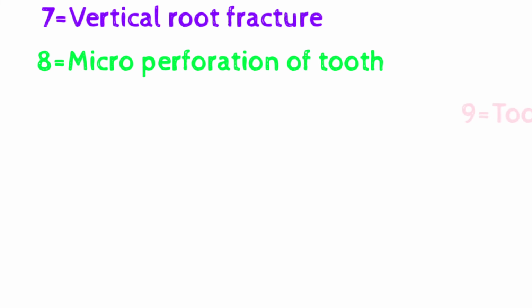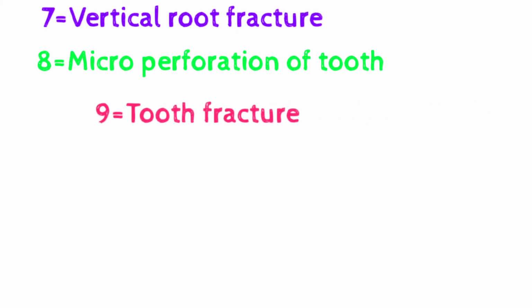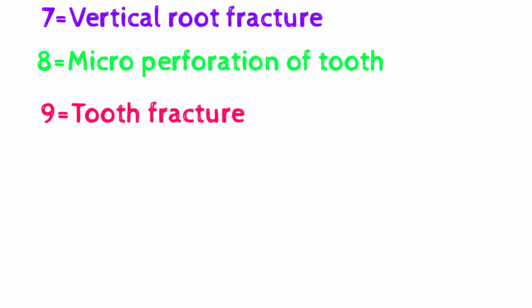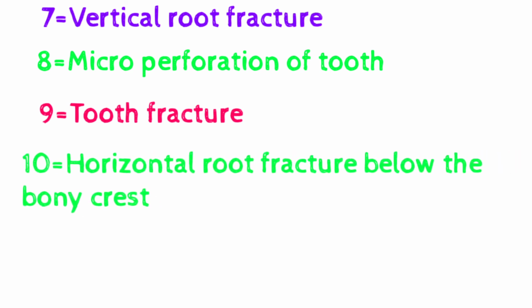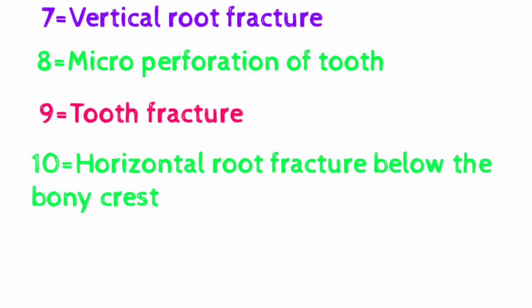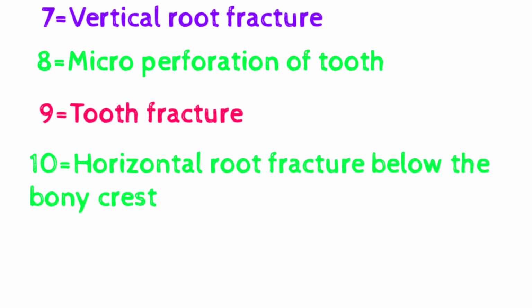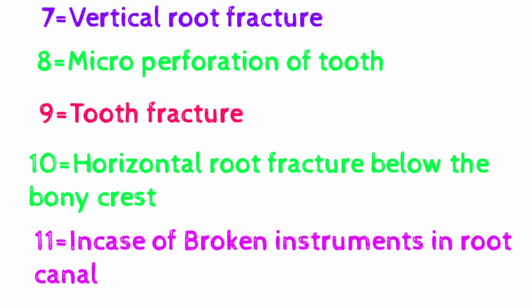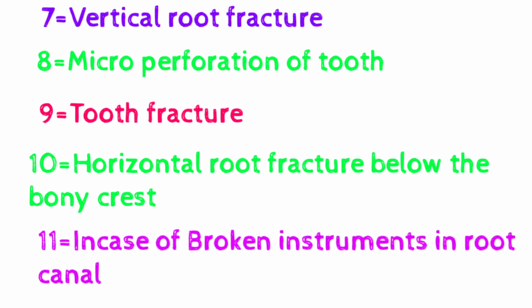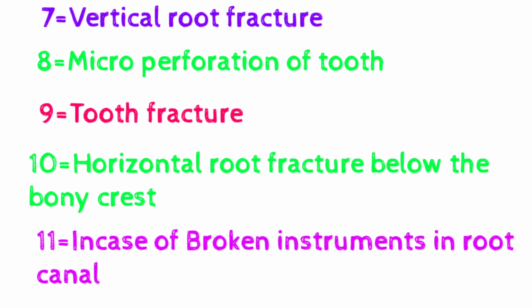Next is tooth fracture. If the tooth is fractured, again overdenture will be contraindicated. Next is horizontal root fracture below the bony crest. Again, overdenture is contraindicated. Next is in case of a broken instrument in the root canal. Again, the overdenture will be contraindicated.